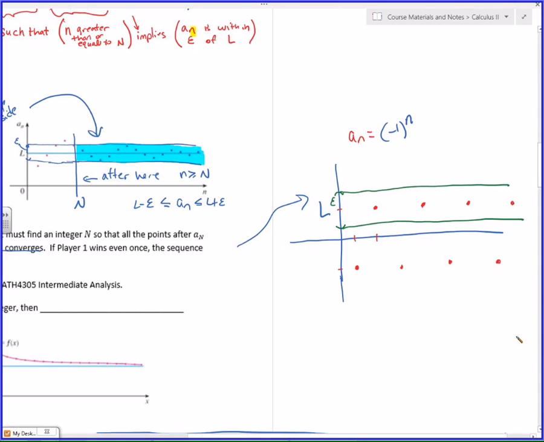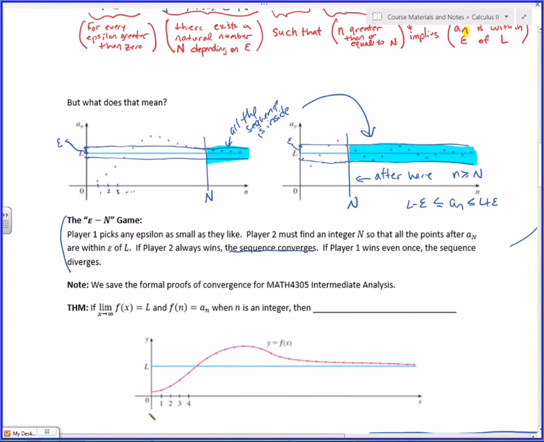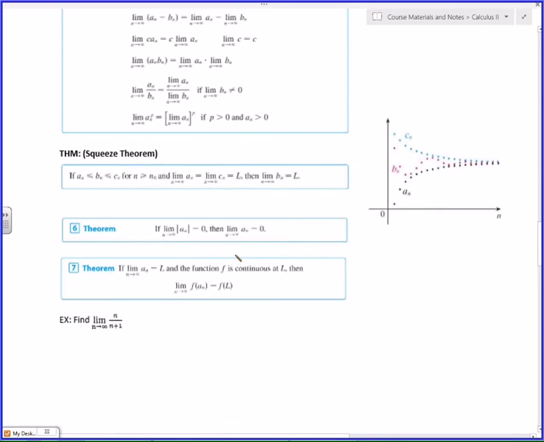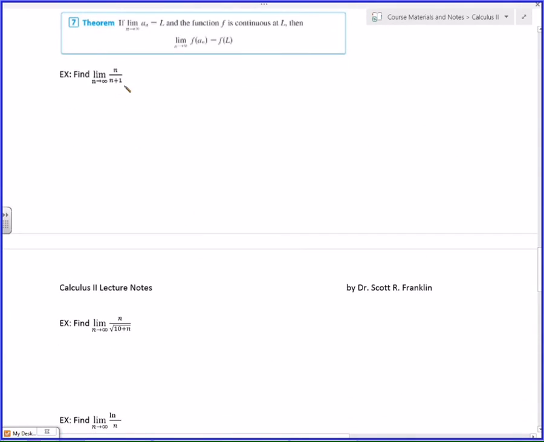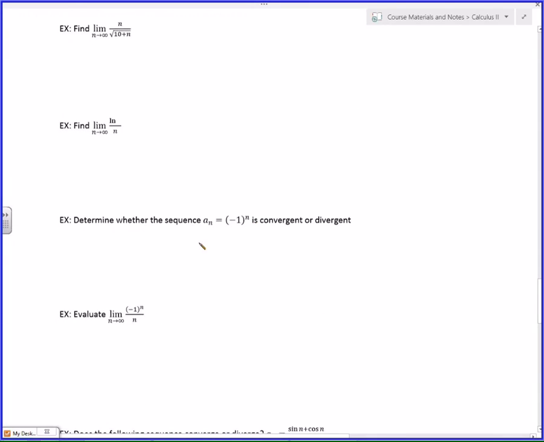The next question we're going to come to, and this is where I'm going to break off, is how do we actually determine whether these sequences converge, like these limits down here, and what do they converge to? All right, so we'll see you Sunday night. Y'all have an excellent weekend, and we'll do our test on Monday.